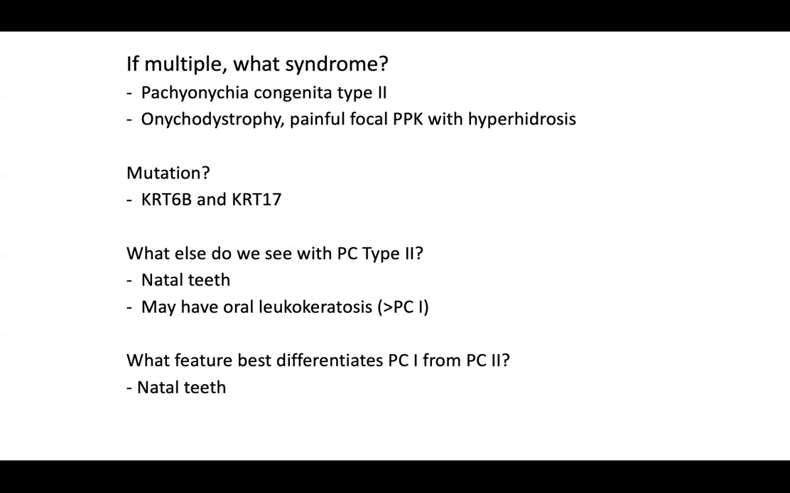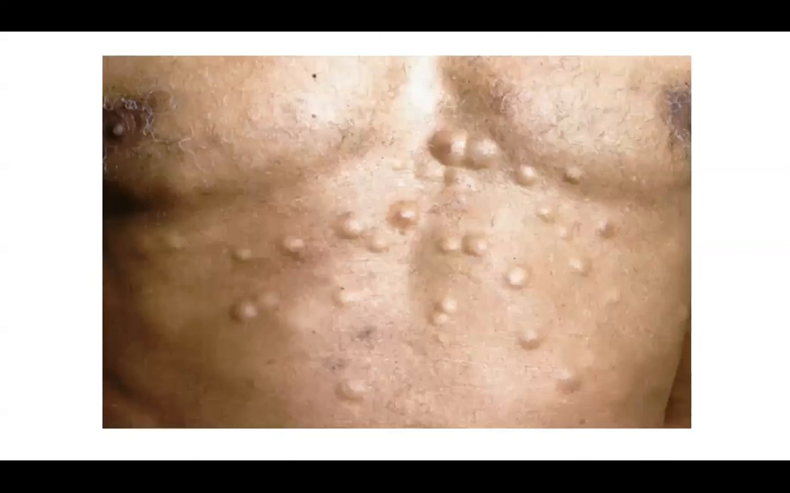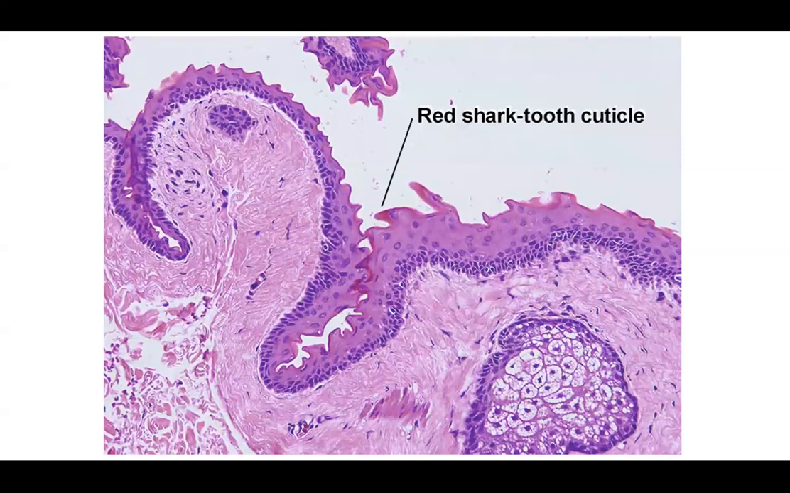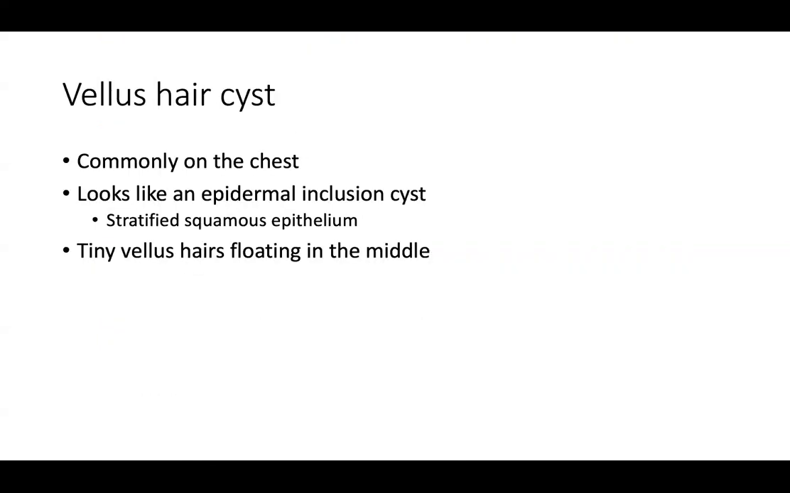type 1. So how are you going to differentiate between 1 and 2? Natal teeth is more common in Pachyonychia congenita type 2, as well as steatocystomas. So steatocystoma multiforme, you're going to see this more in Pachyonychia congenita type 2. So if you saw this on your test, think about that genodermatosis.